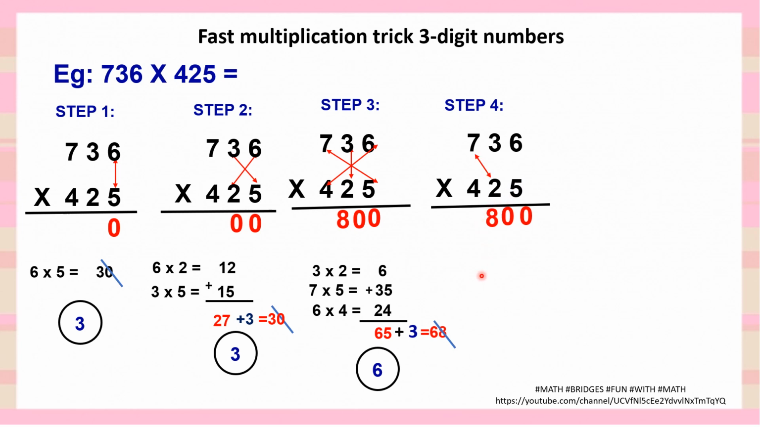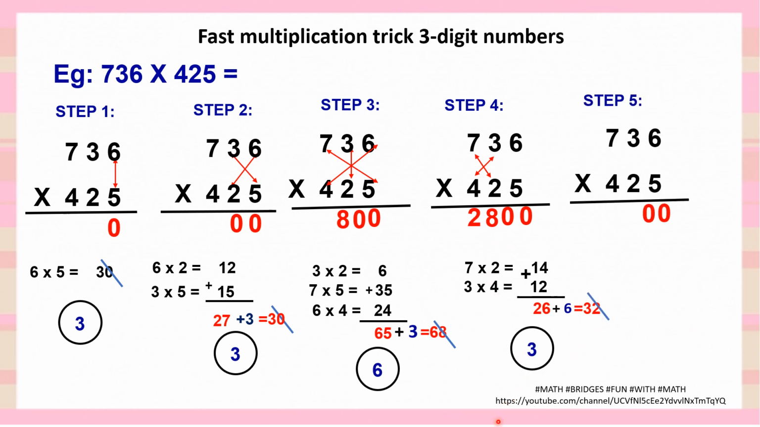Now next step, here 7 into 2 14 and 3 into 4 12. Add these two numbers. 14 plus 12 is 26. To this 26 add the carry forward 6. It is 32. We'll write only 2 here, cross out, and 3 as carry forward. And the last step, very simple, the 7 and 4 you multiply now. 7 into 4 is 28. To this 28 you add this 3. So 31. So directly you write 31 over here. Therefore the product of 736 and 425 is 312800. It will be very easy if you are practicing it.